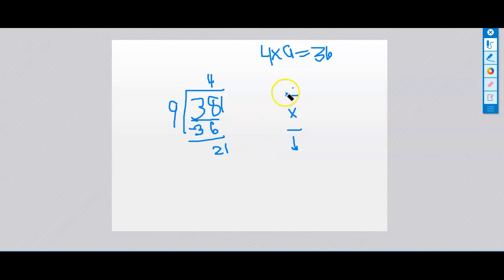I go back to the top because I've brought down my 1. 21 divided by 9 is what? Well, thinking of my math facts again, I know that 2 times 9 is 18. 3 times 9 is 27. That would be too much. So I'm going to subtract. 21 minus 18 is equal to 3. So my answer is 42 with a remainder of 3.